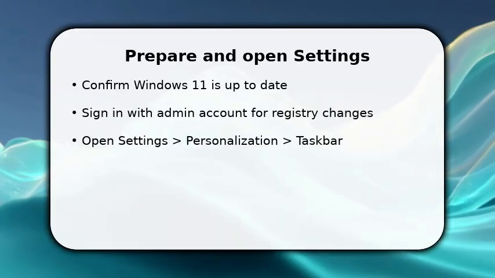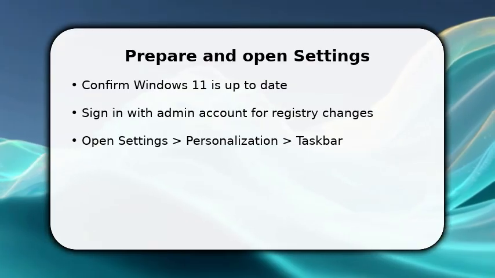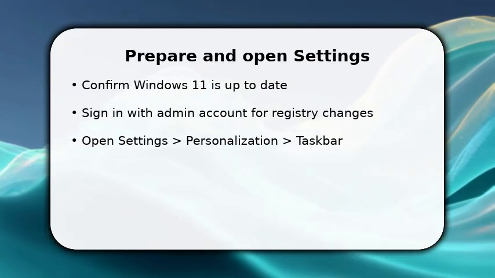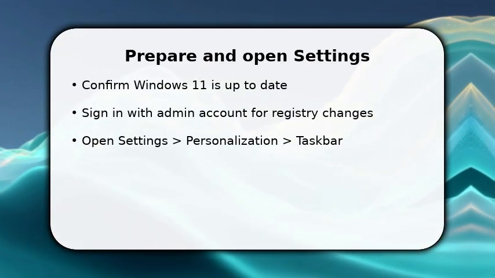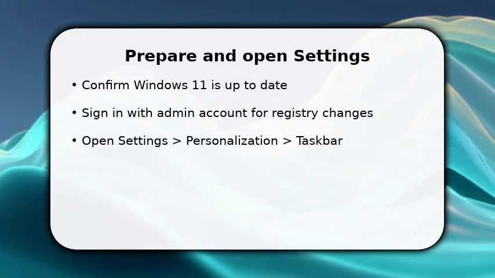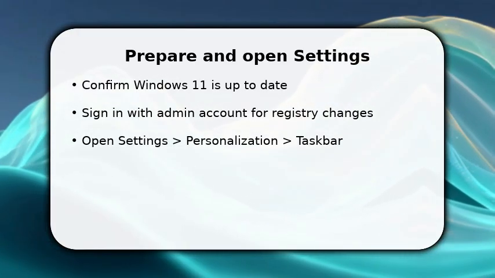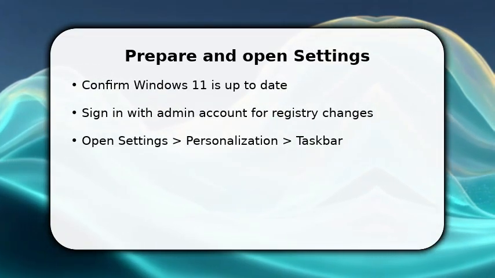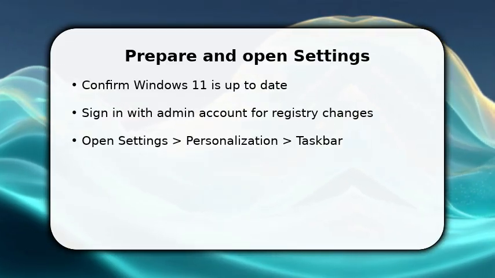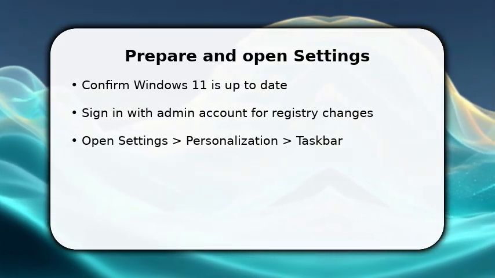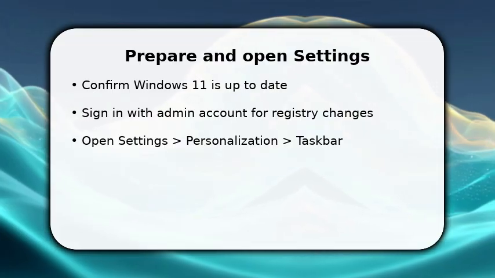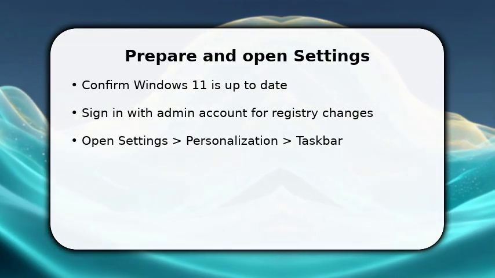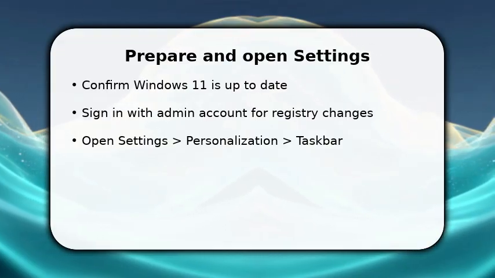You'll start by confirming Windows is up to date and you're signed in as an administrator. This avoids permission roadblocks. Once done, open Settings, go to Personalization, then Taskbar so you're already on the correct panel. Make sure you've closed any open apps you don't need, and if you plan advanced changes, create a system restore point. This gives you a safety net before trying registry edits or third-party tweaks.